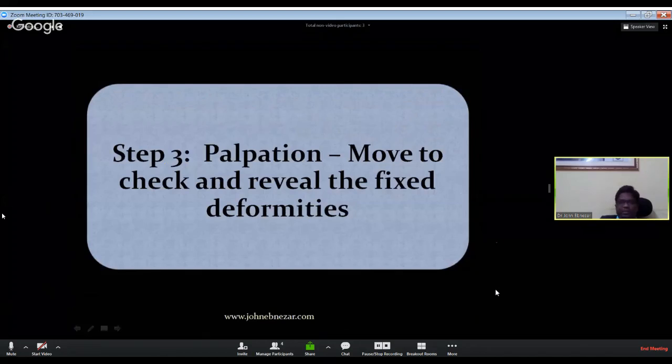Now we move on to the third step, palpation, that is, move to check and reveal the fixed deformity. You understood how the deformities happen, how the deformities get fixed, and what the various types of deformities are.